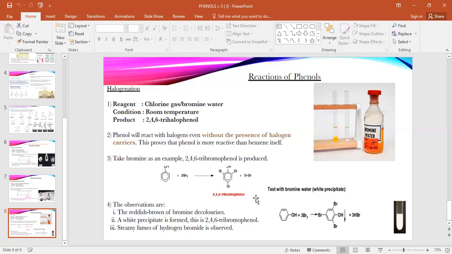So what is the name of the product? Please memorize this one. When you add Br, then what is the name? And when you add Cl, then what is the name? This is all about the reactions of phenol.